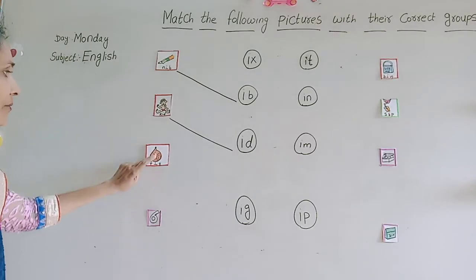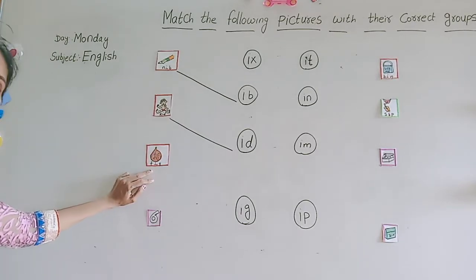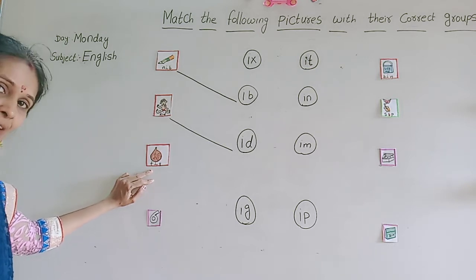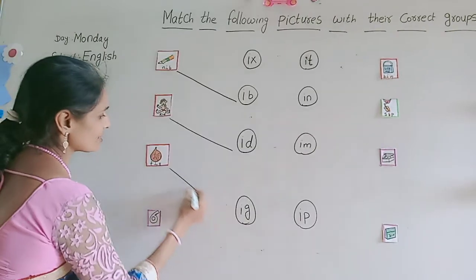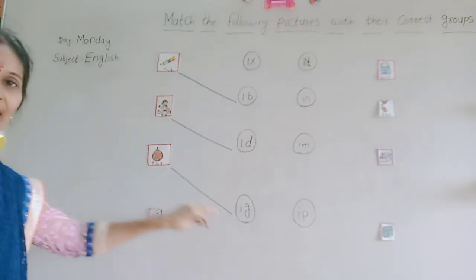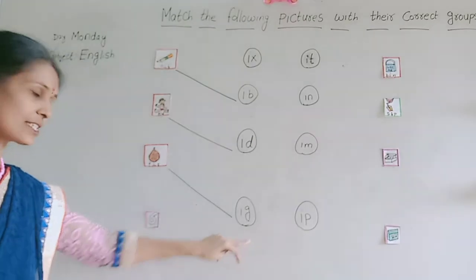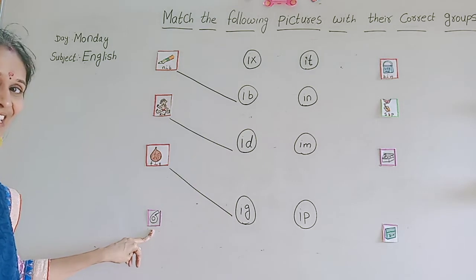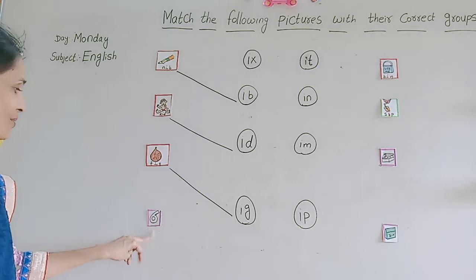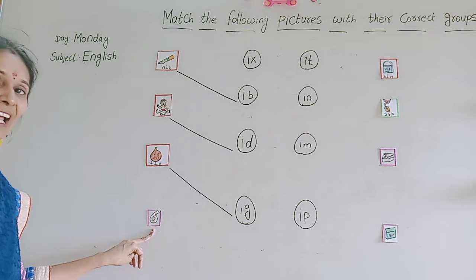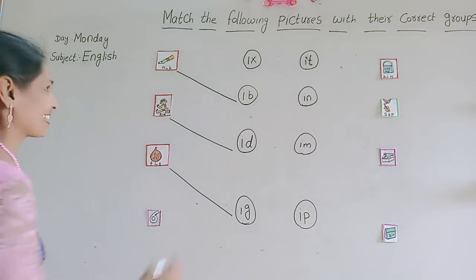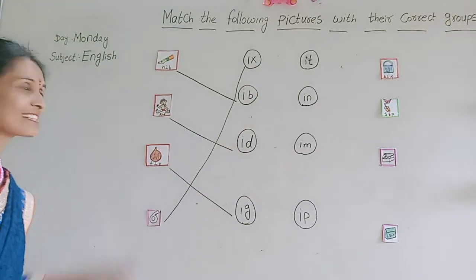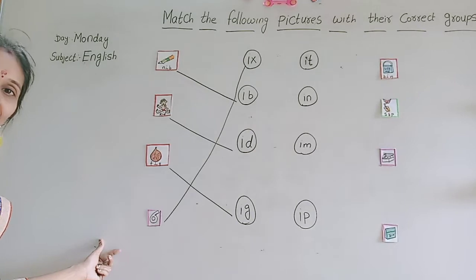Now which picture is this? Just identify this picture. This is fig. So we have to match with IG. So FIG, fig. Fig means anjeer. Then which number is this? This is 6. I think you understood. Which alphabet is missing? S. SIX, 6. Yes. This way we have to match.